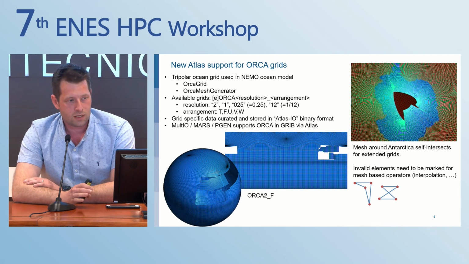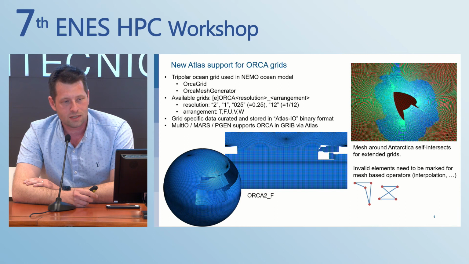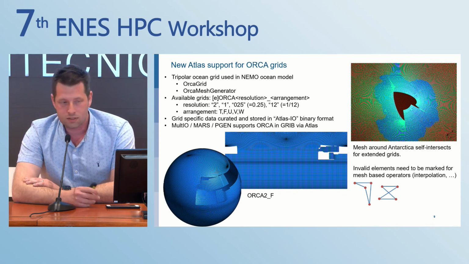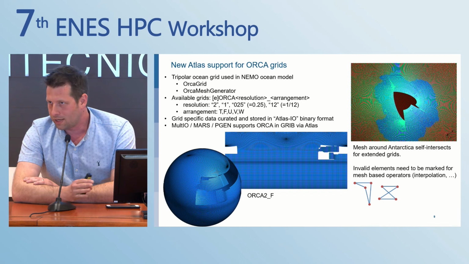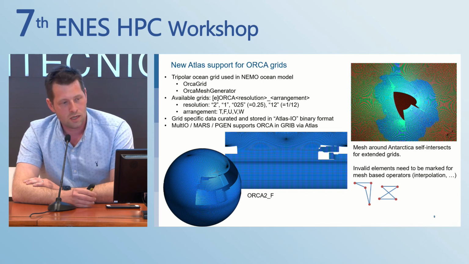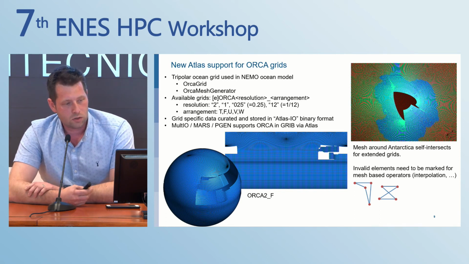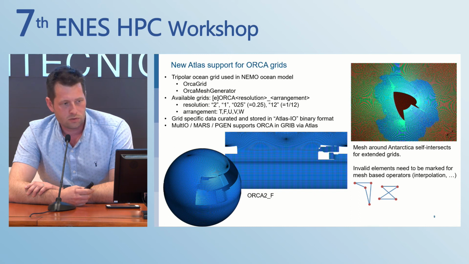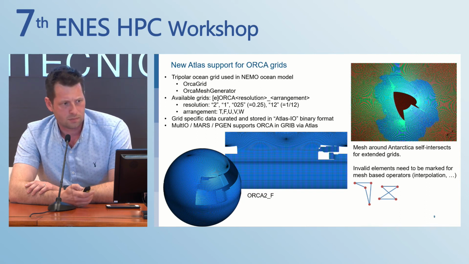There were a lot of issues getting this mesh generator working, especially when you look, for instance, on the right. There's a mesh around Antarctica which self-intersects for extended grids, and you will end up with these strange invalid elements. If you're going to try any kind of mesh-based interpolation methods or other methods, this will for sure not work. So as part of this data, we also mark the elements that are invalid. And then you see on the left an example for the ORCA 2-degree grid, which is a really handcrafted grid where you move points from the Sahara away, from over land, to get a higher resolution over the Mediterranean Sea, and I think the Red Sea and the Caspian Sea.